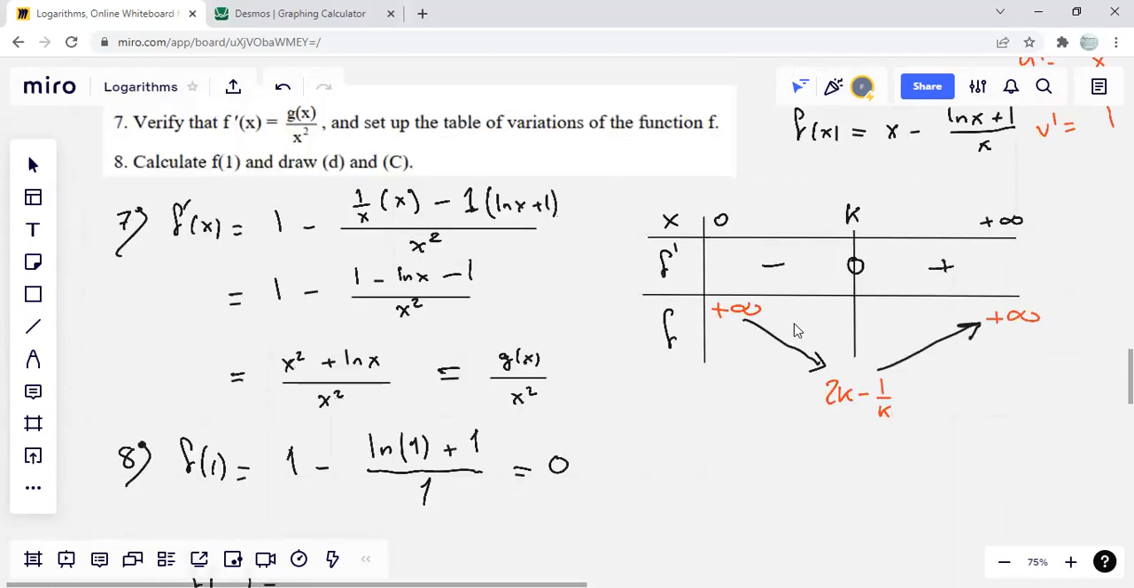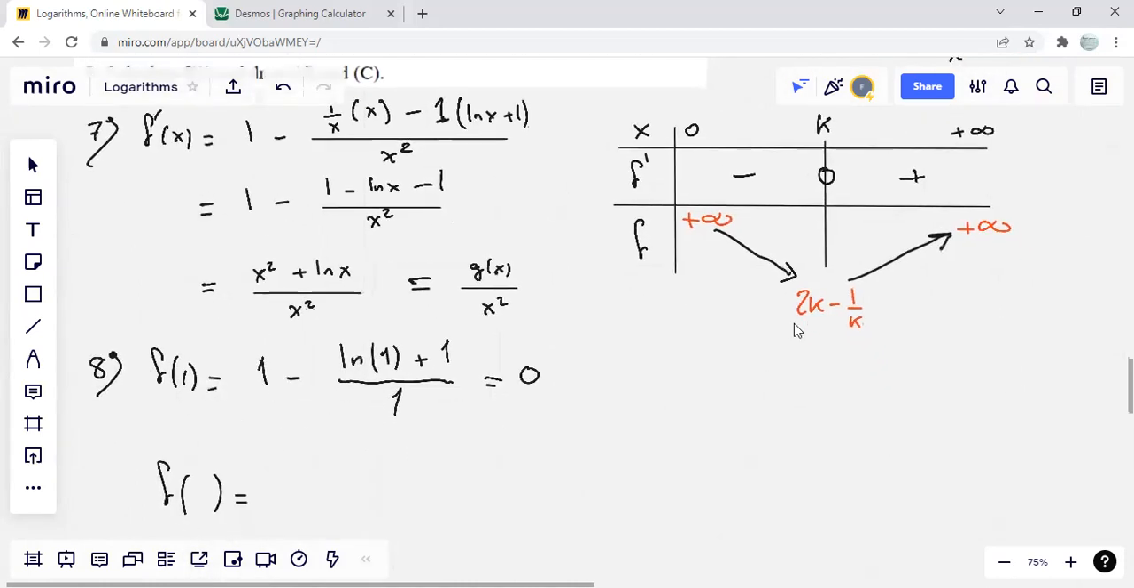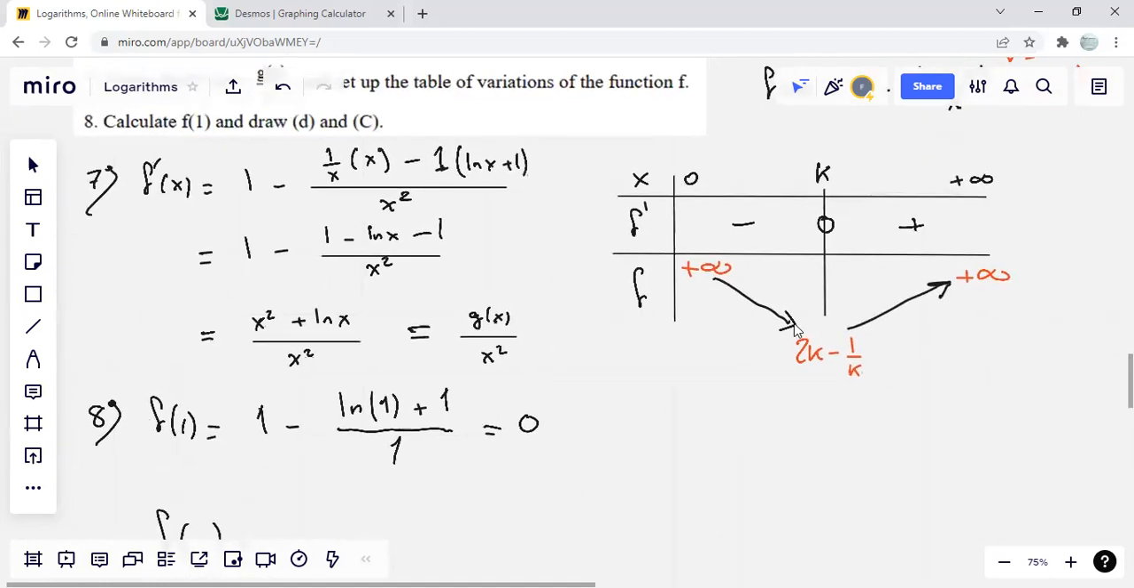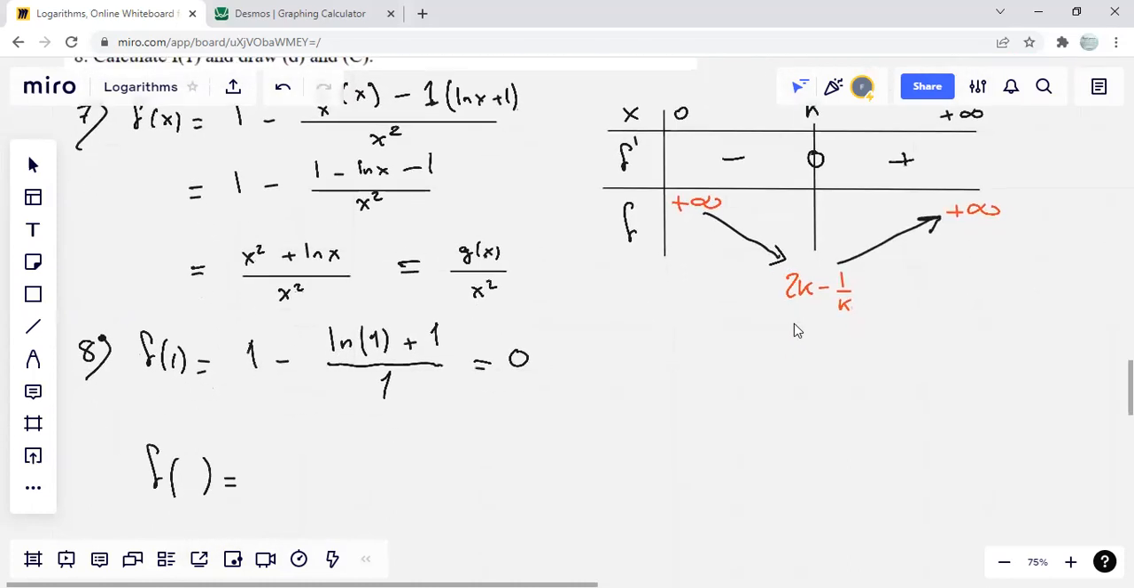In the next part, it asks you to calculate f of 1 and draw d and c. f of 1: simply substitute 1 instead of x and you'll get the answer 0. What does it mean if f of 1 is equal to 0? It means the curve c passes through the point of abscissa 1, so the coordinates 1 and 0. And the other point, we'd better not leave it in terms of k. We know that k is somewhere between 0.6 and 0.7, so we will approximate it to 0.65.